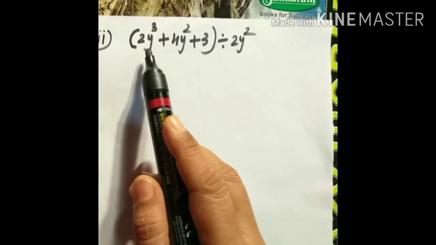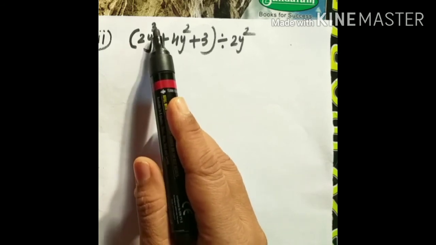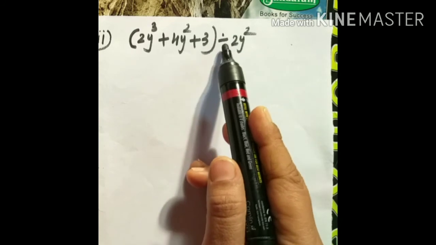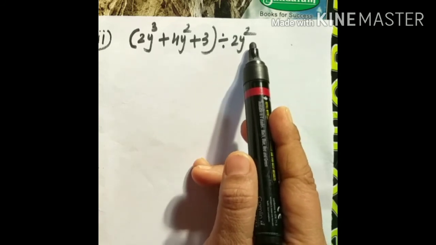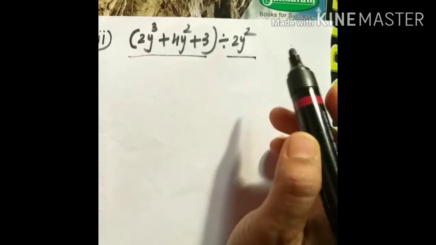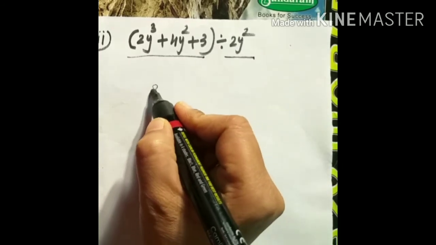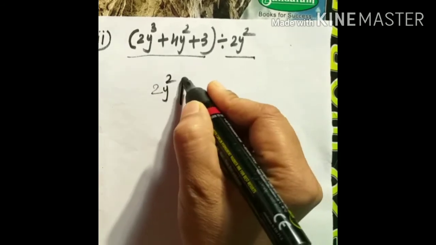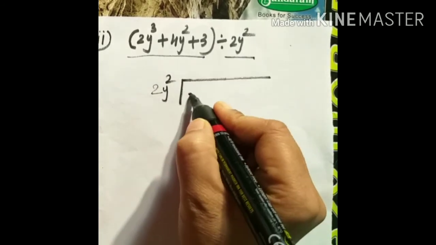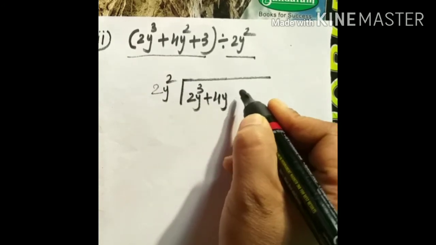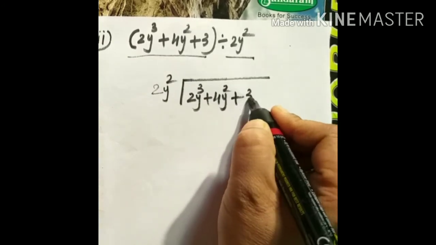Question number 2. (2y³ + 4y² + 3) divided by 2y². Children, this whole is the dividend and this is the divisor. So we take the divisor outside, children: 2y², and inside, 2y³ + 4y² + 3.